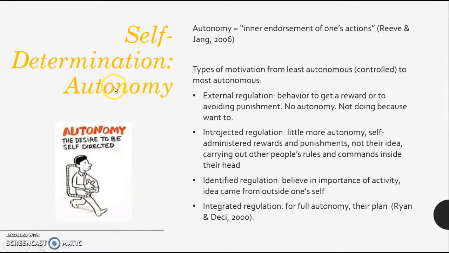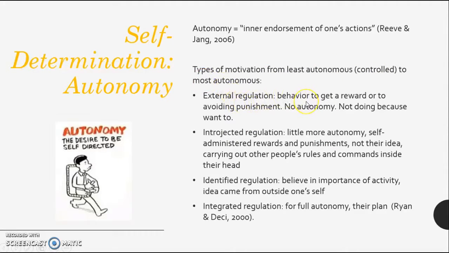So let's look at autonomy. Autonomy in this theory, the self-determination theory, refers to an inner endorsement of one's actions. So believing in and owning one's actions. So Ryan and Deci offer this model for the different types of motivation, from least autonomous or most controlled to most autonomous.